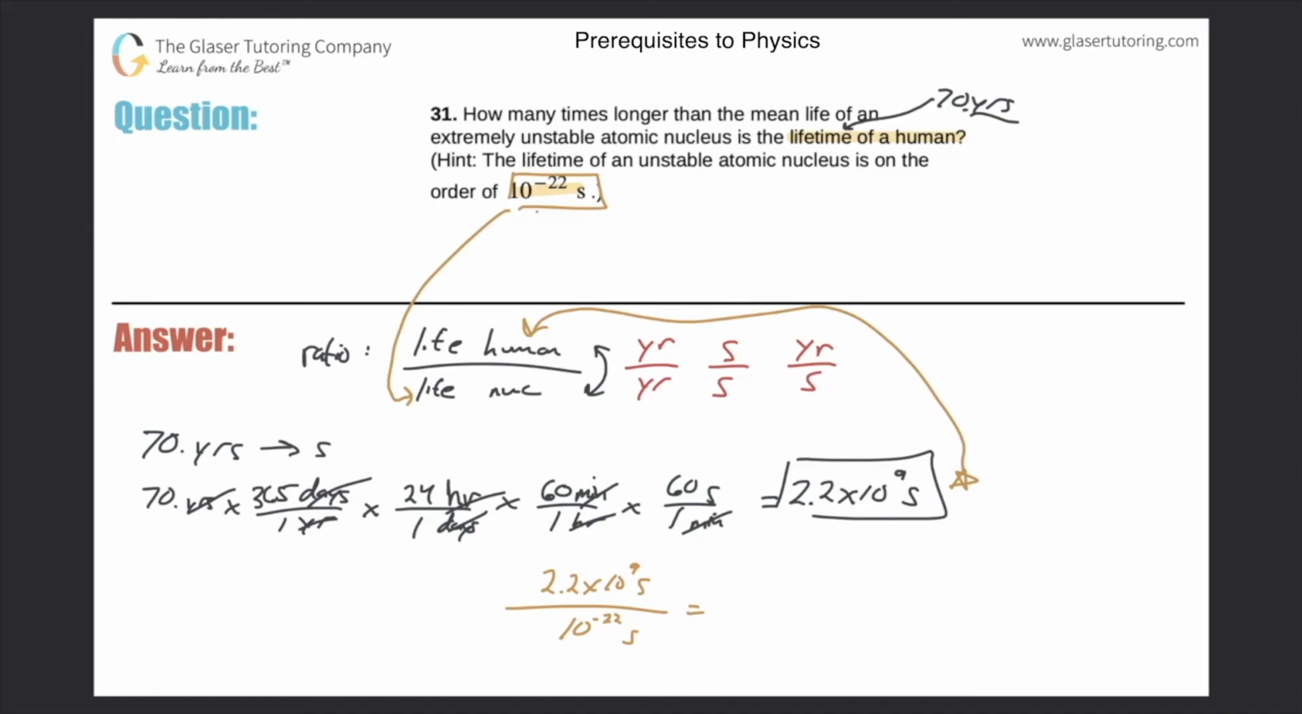So now let's do that division. So 2.2 times 10 to the 9 divided by 10 raised to the negative 22. And this works out to be some insane number, right? 2.2 times 10 to the 31. Right now it's unitless because the seconds have canceled. So I can put this over 1, right? So what this tells me is that whatever time unit I use for the nucleus down here, it would be the equivalent time unit in the numerator for the human lifetime. So essentially, the human lifetime is 2.2 times 10 to the 31 times larger than the lifespan of an atomic nucleus. I've never been so happy to be human before.